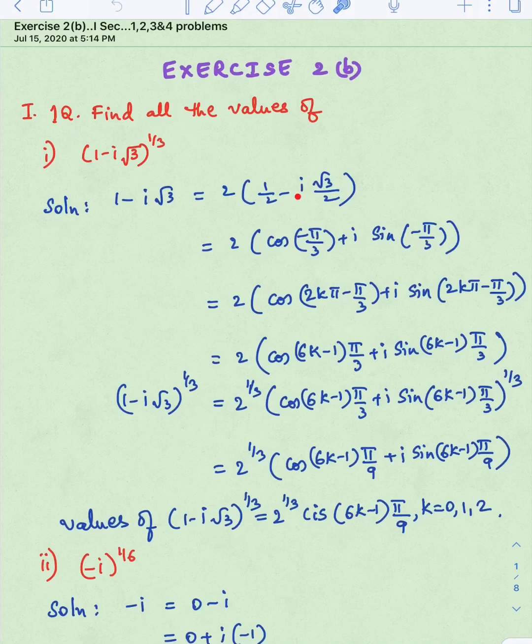Half is written as cos(-π/3). Minus √3/2 is written as sin(-π/3). Because cos is positive and sin is negative, it is possible only in the fourth quadrant. Therefore, in the fourth quadrant, where the angle is π/3, minus π/3 is taken. So this can be written like this. You can see its explanation in the previous video.